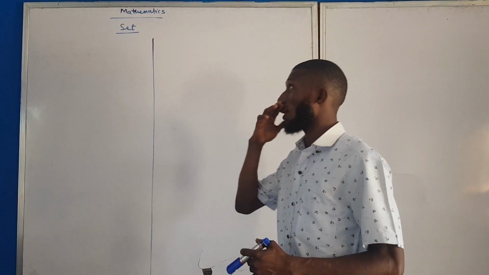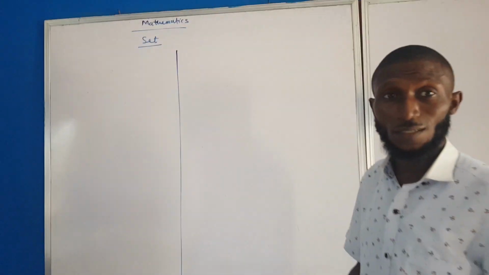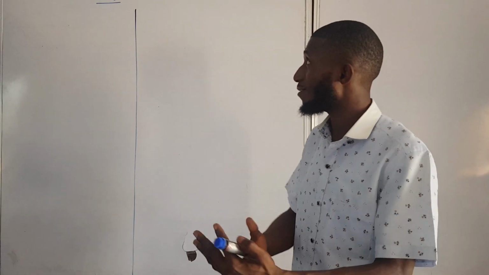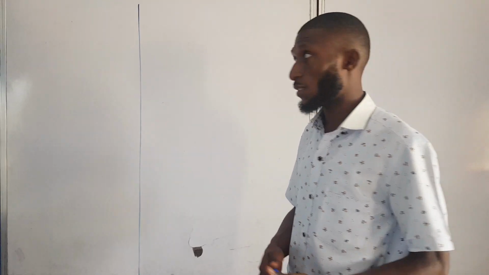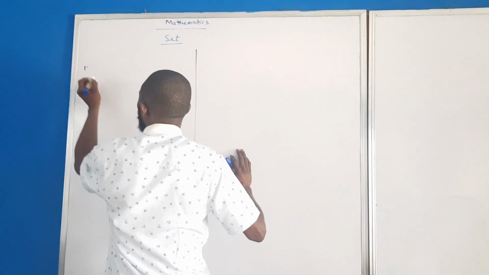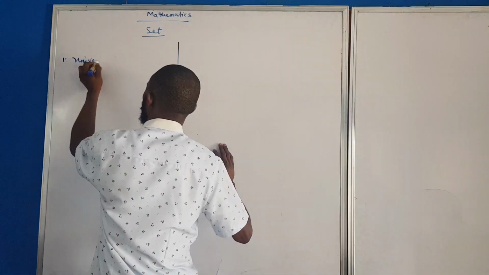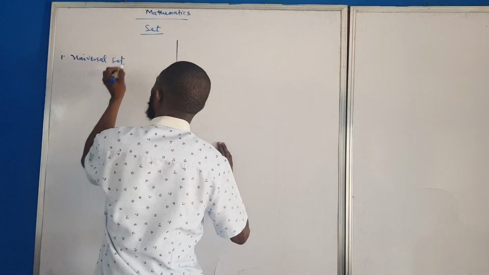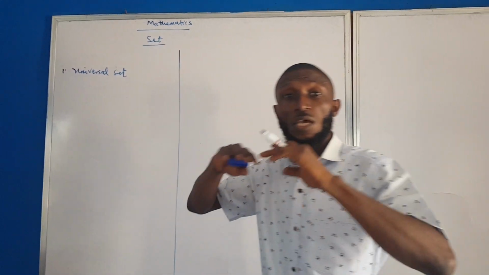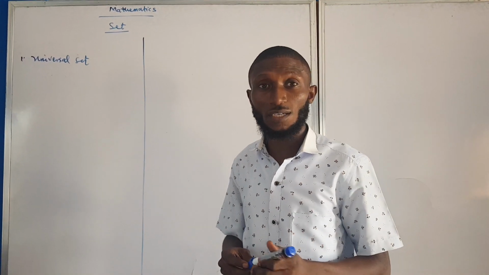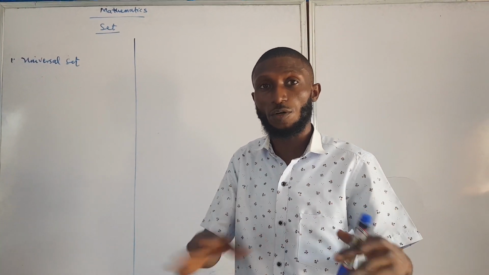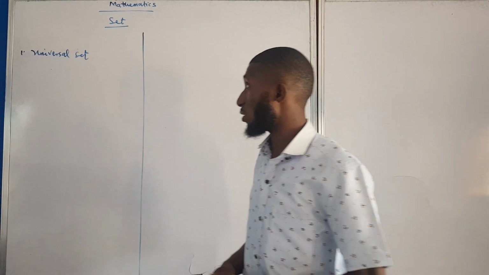Now we are done with the ways in which we always present sets. Now let's talk about the types or the forms in which we always have sets. One, we have universal sets. A universal set is the set that contains all the members of the other sets, all the elements in which other sets' members are contained.